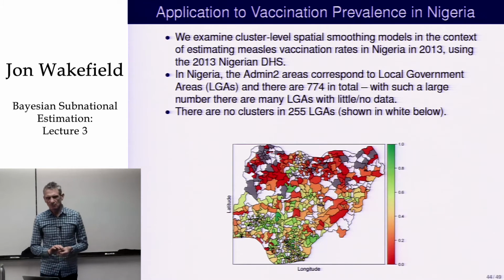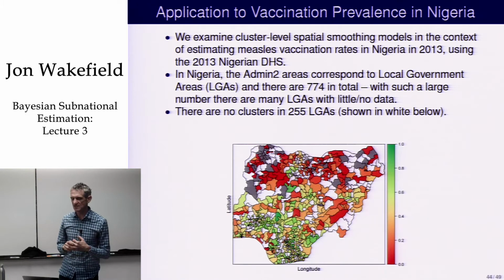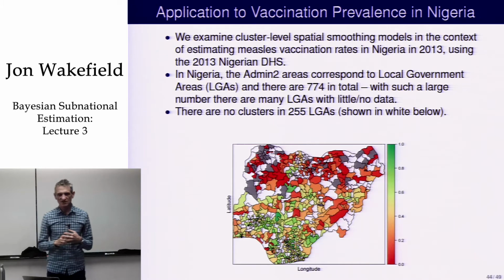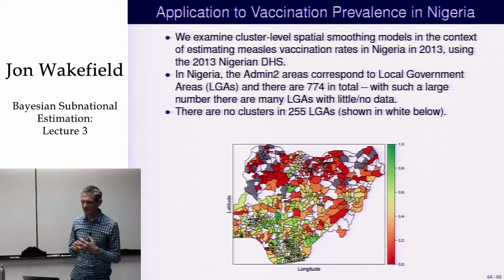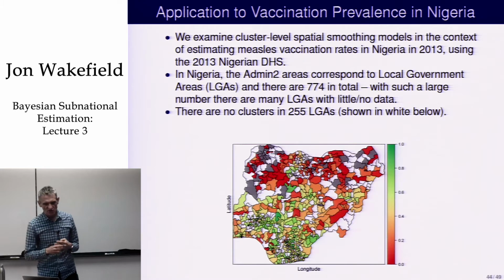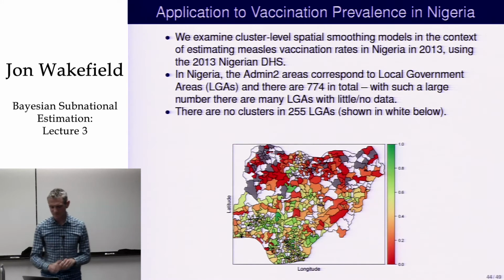So what we're doing here is we've got cluster level data from a Nigerian DHS, and the data here are actually vaccination rates. In Nigeria, there are 774 local government areas. They correspond to admin 2, and there are quite a few, almost a third of those areas, which have no clusters. So if we tried to do weighted estimates, we see this kind of picture. These are the measles vaccination rates. So we get higher vaccination rates in the south and lower rates in the north.